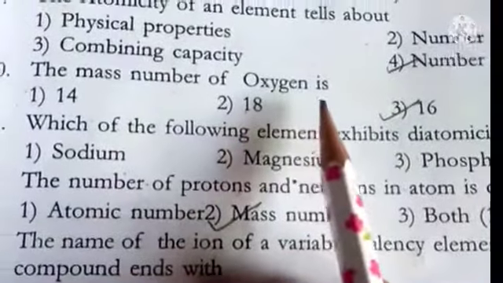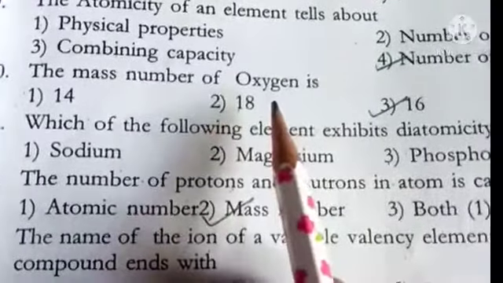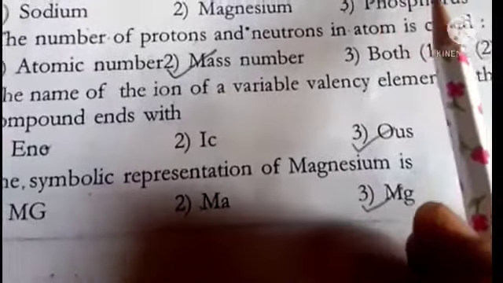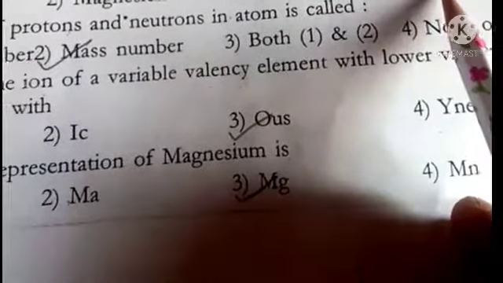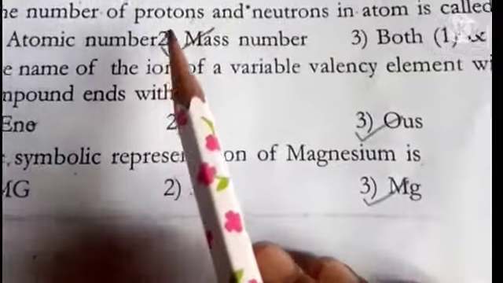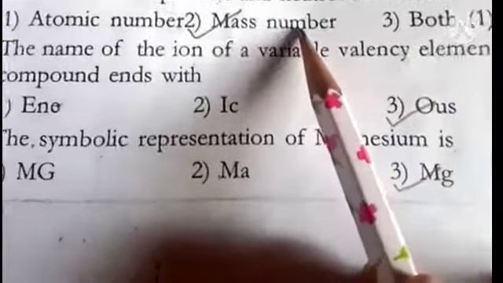The mass number of oxygen is: mass number, atomic number and mass number. Here the mass number of oxygen is 16. Which of the following elements exhibits diatomicity: sodium, magnesium, phosphorus and chlorine. Chlorine, atomic number 17, has diatomicity. The number of protons and neutrons in an atom is called... The sum of protons and neutrons is called the mass number.